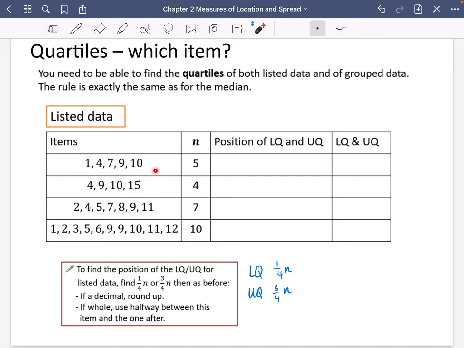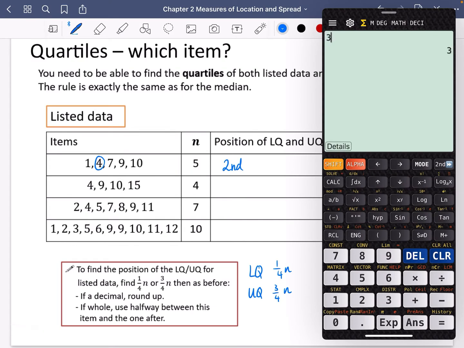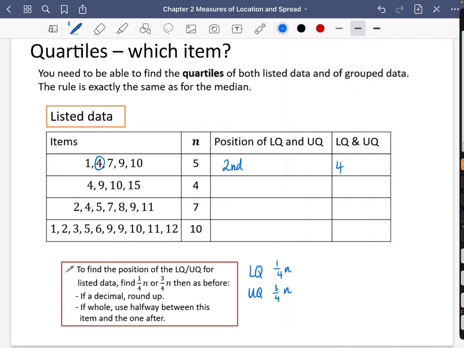So for this list we've got here, it's the same ones that we do with the median. There's 5 here, and when I do 5 divided by 4, I'm going to get 1.25. So it's a decimal, so I'm going to round it up. So the lower quartile is going to be the second number. In this case, the lower quartile is 4. And 3/4 of 5 is 3.75, so it's a decimal, and we're going to round it up. So it's going to be the 4th position for the upper quartile, and so it is 9. And you can kind of see how it's sort of spaced along equally as well.